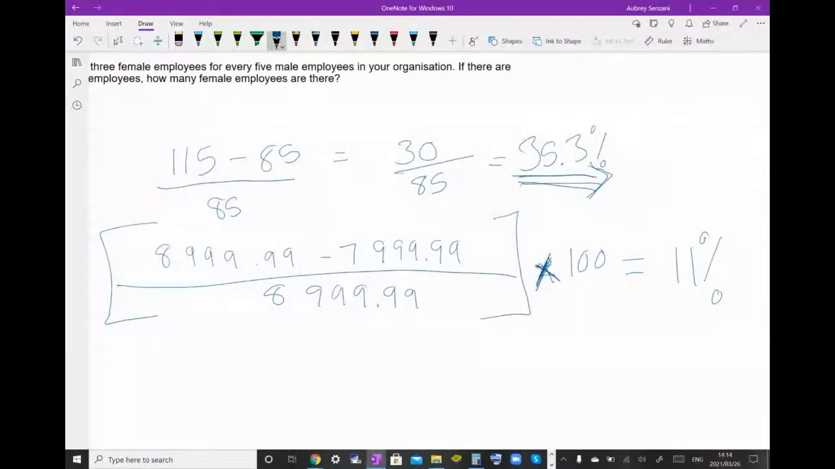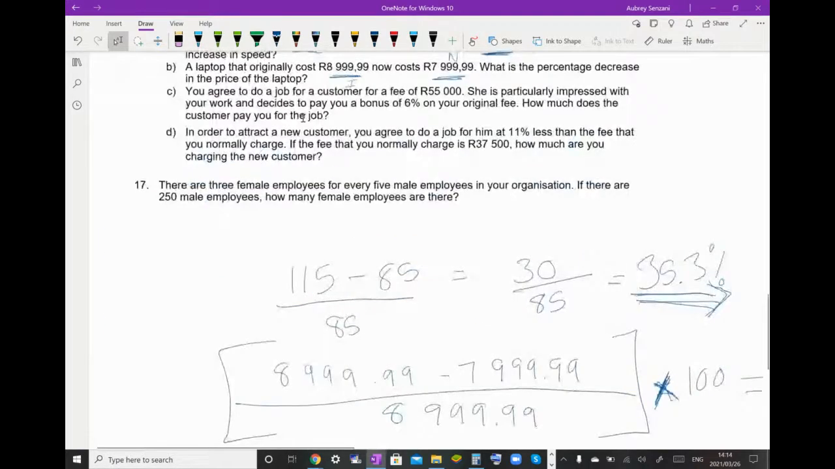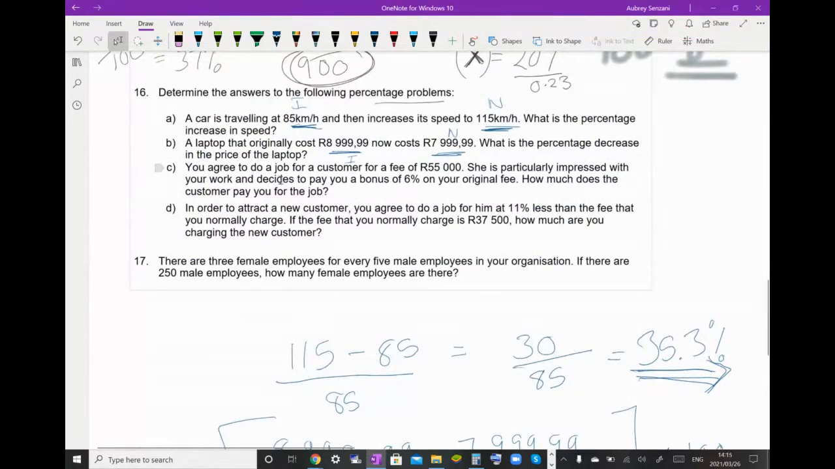You're 100% right. So then the next one, let's see. What are they asking us on the next one? You agree to do a job for a customer for a fee of 55,000. She is particularly impressed with your work and decides to pay you a bonus of 6% on your initial fee. How much does the customer pay you for your job?